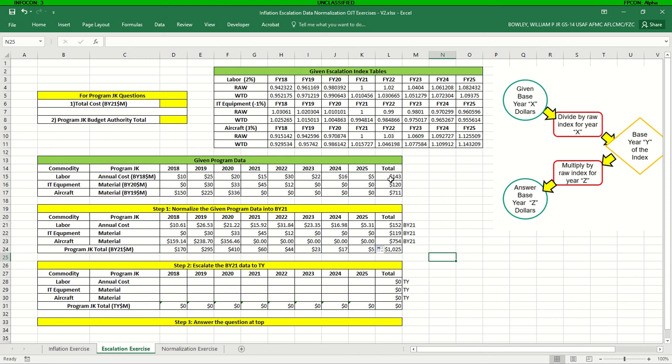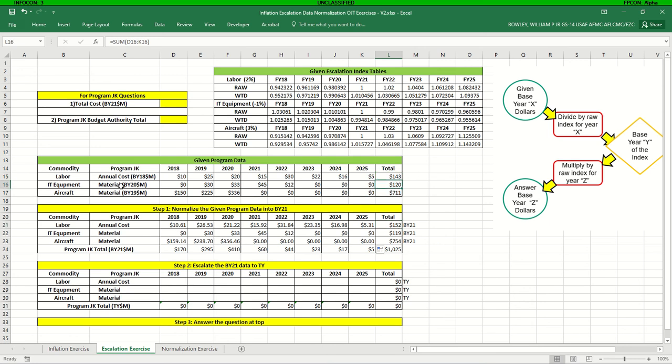that they seem reasonable, to make sure we're not making any big mistakes as we go. So again, labor, we're converting from base year 18 to base year 21. The labor index is positive, so we would expect the value to increase. So we go from 143 to 152, so that makes sense.